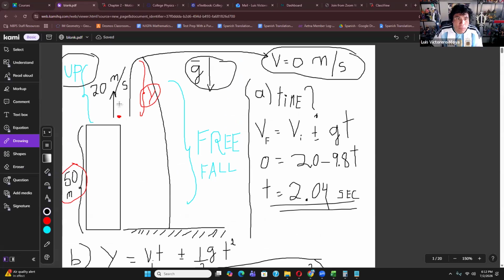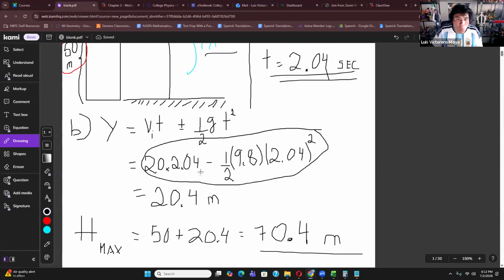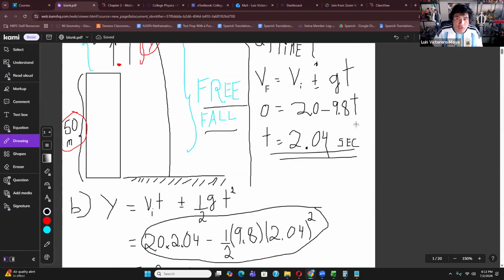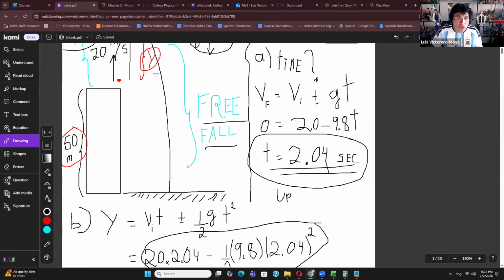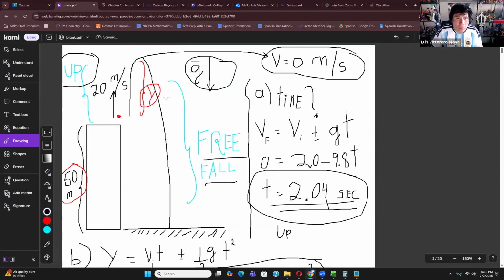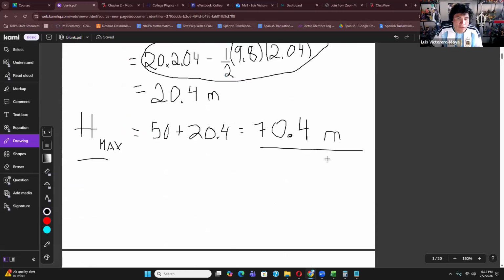So the ball goes up. That's what we analyze. Now we are going to look at the free fall. What's the time? Because this is the time to go up, right? How do you find the time for the ball to reach the ground? You want to find the free fall time. So how will you solve for time in that case?